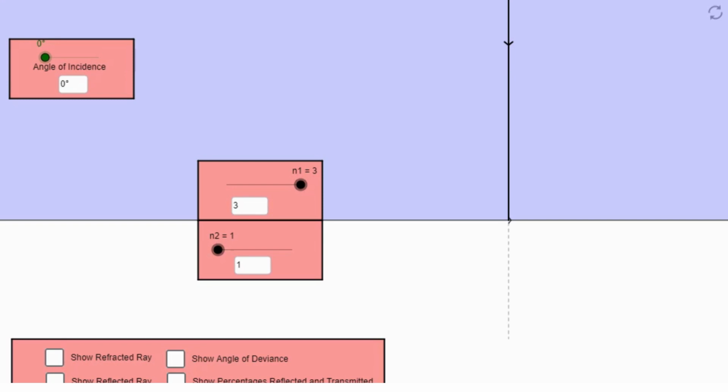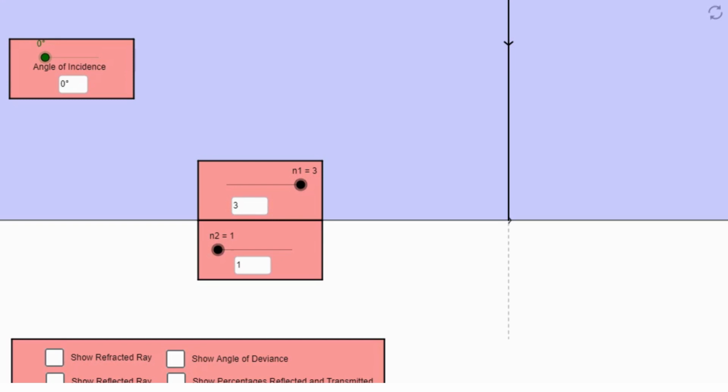Children, here we have a very beautiful simulation. Now we have two media here, which are transparent ones. We can understand the rarer medium and denser medium depending on the refractive indices. So we have N1 and N2, which are seen on the screen. The first medium has N1 value 3. The second medium has N2 value 1. So based on these values, we can say which is the denser or rarer medium.